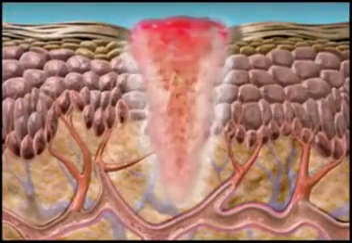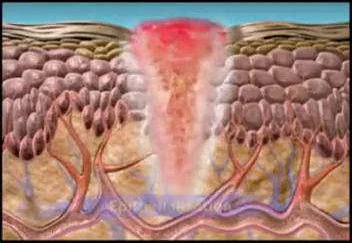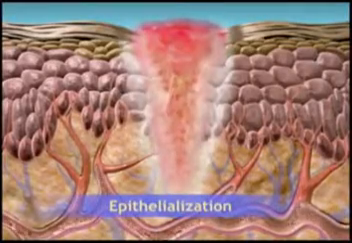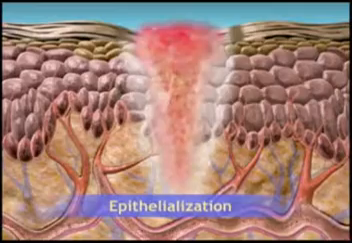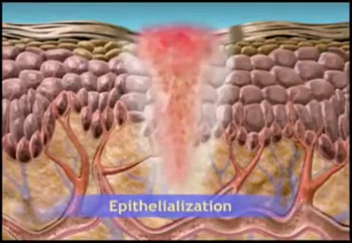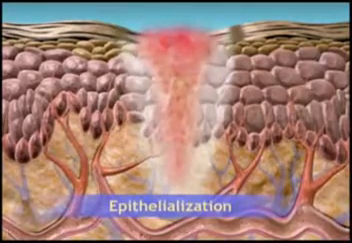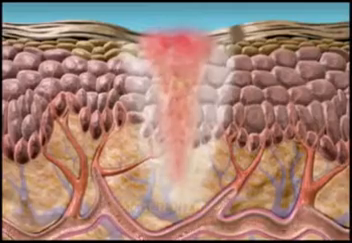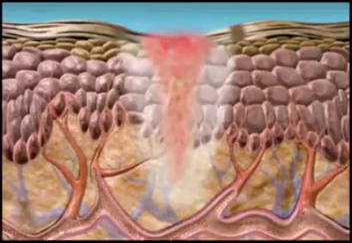The final component of the proliferative stage is epithelialization, which is the regeneration, migration, proliferation, and differentiation of epithelial cells at the wound's edge to form a new surface area similar to that destroyed by the injury.